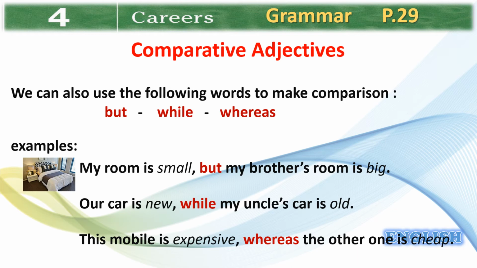Second example, our car is new, while my uncle's car is old. Here we compare between the two cars regarding age. We say the first car, our car is new, while my uncle's car is old. The third example, this mobile is expensive, whereas the other one is cheap, which means that the first mobile is more expensive than the other one.